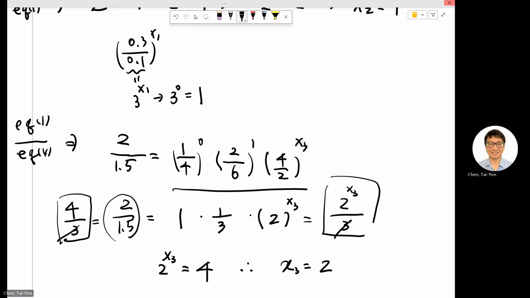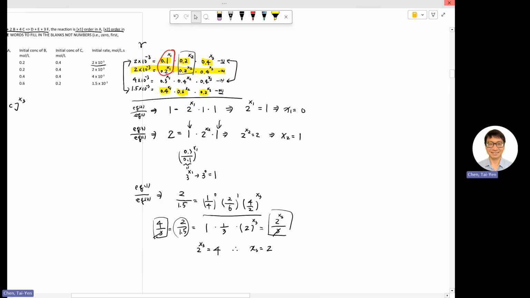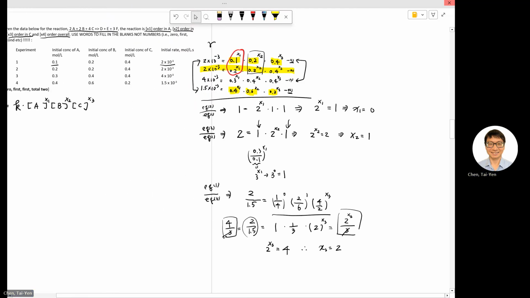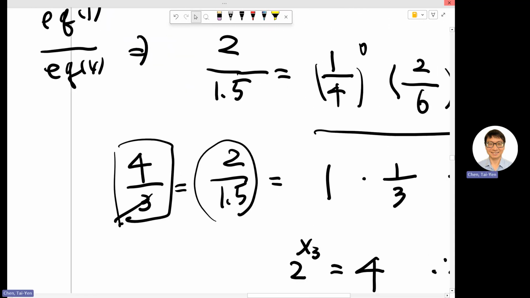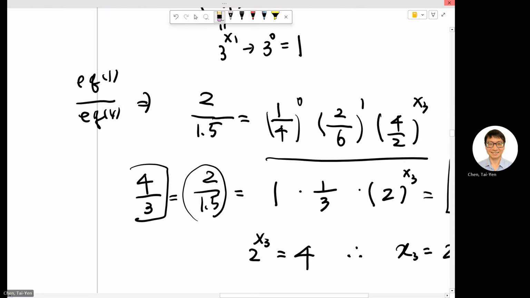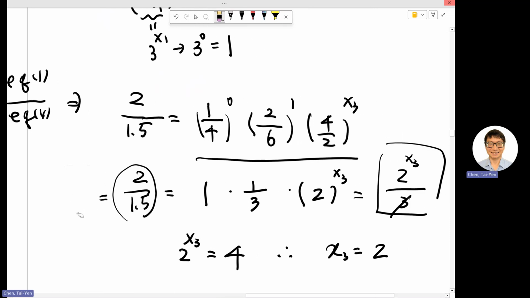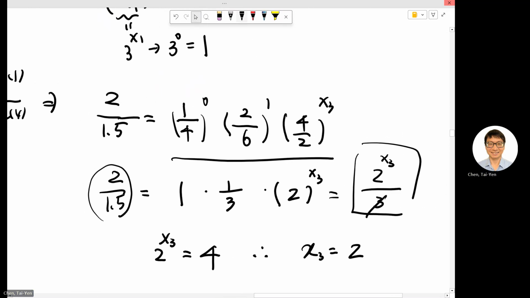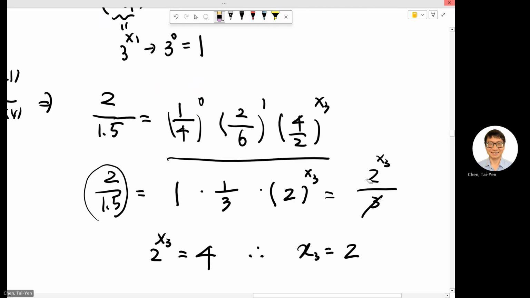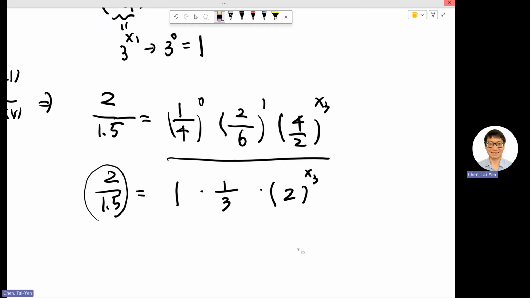All right? That's how you figure out the very last one. Any questions so far? Yeah, how do I get this 4 over 3? Why do I do this? I guess everybody follows this, right?